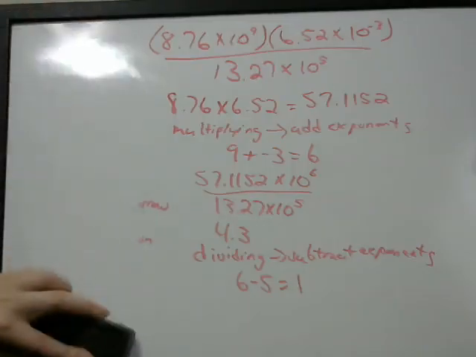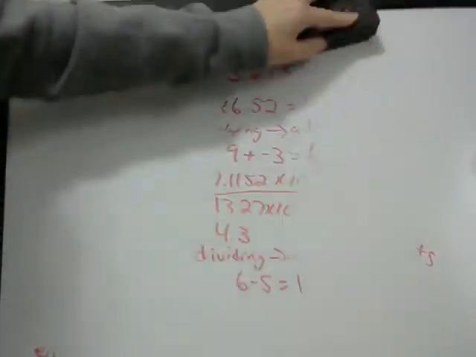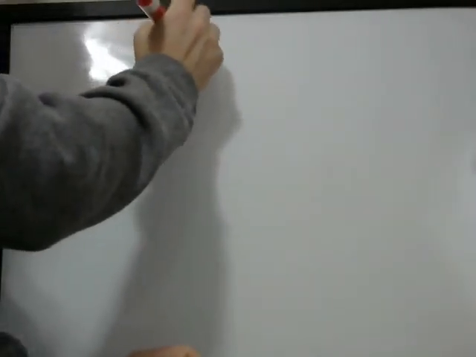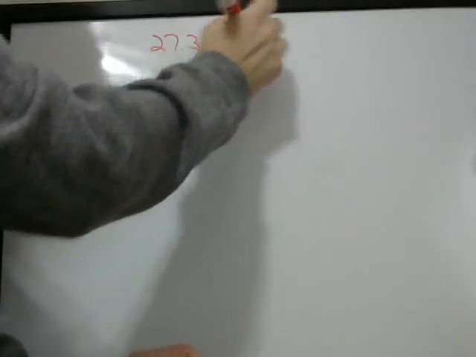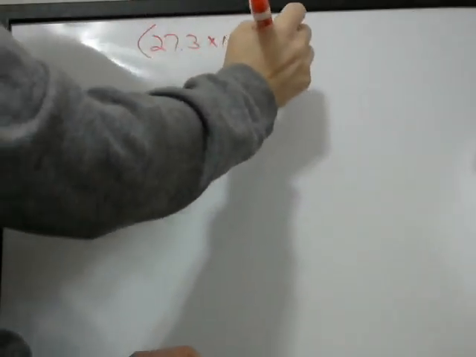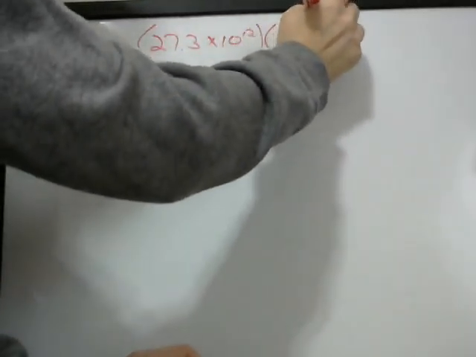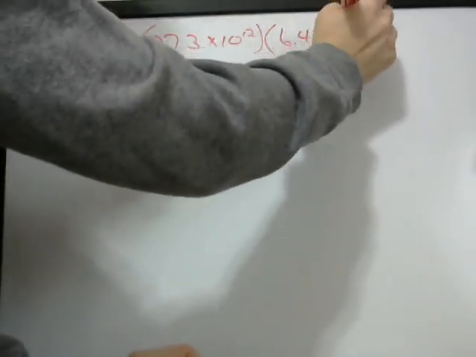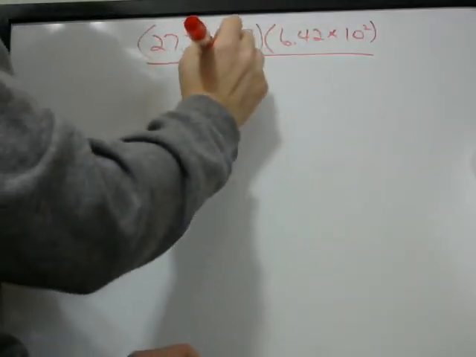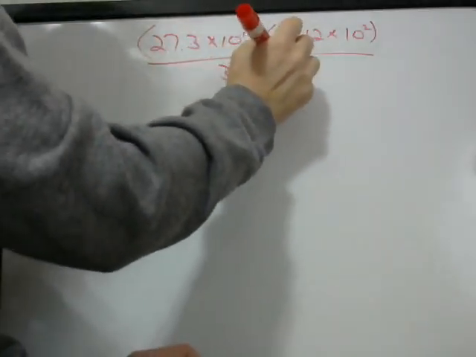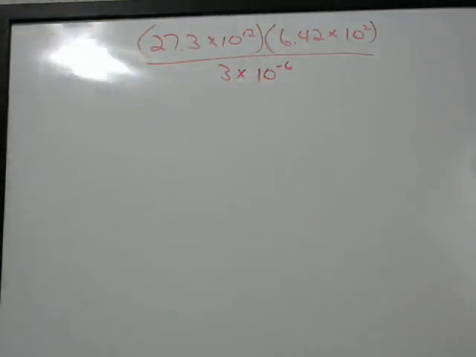Alright, we're going to do another example. Let's say we had 27.3 times 10 to the 12, times 6.42 times 10 to the second, divided by 3 times 10 to the negative sixth.